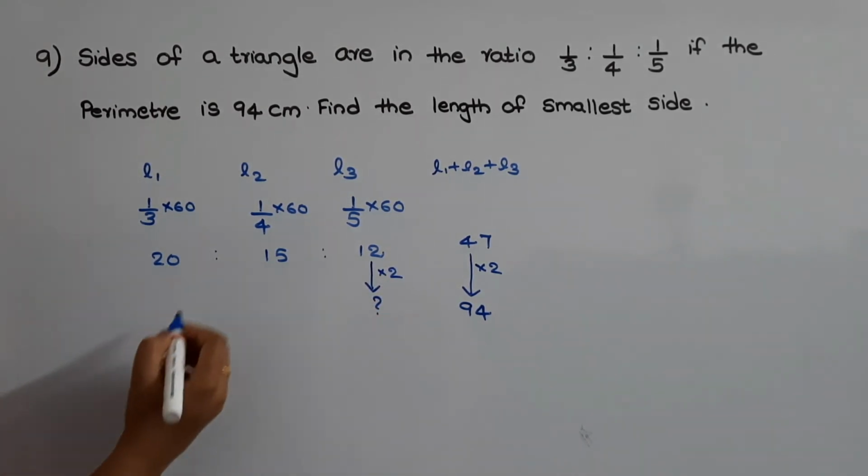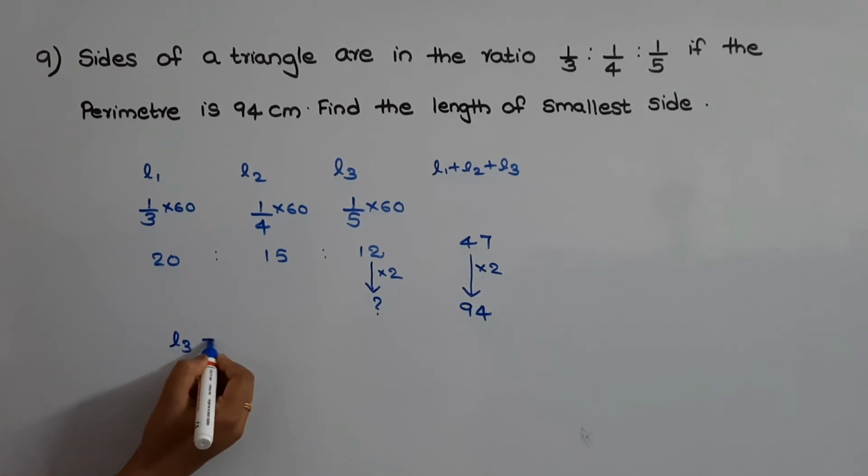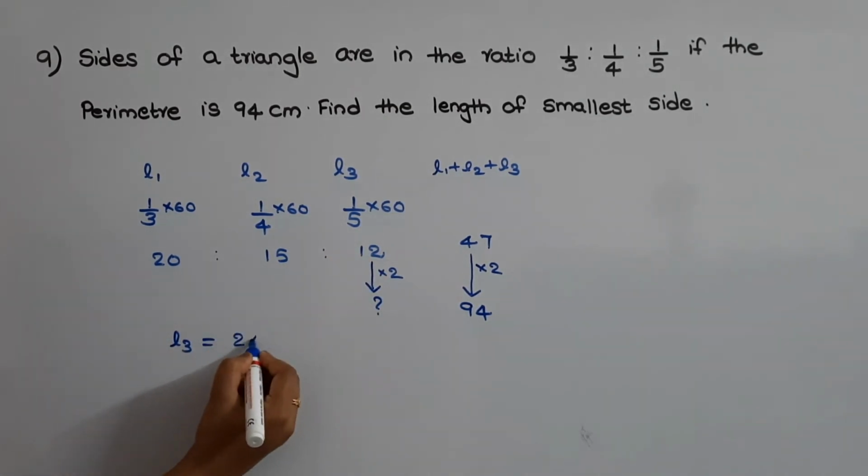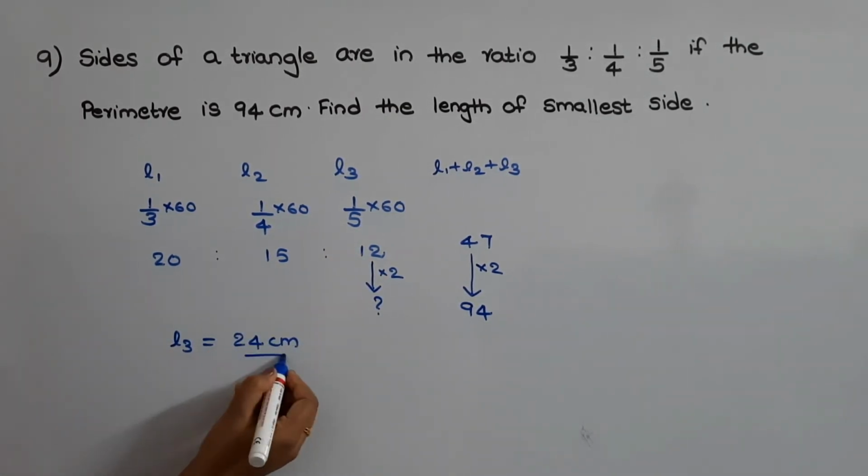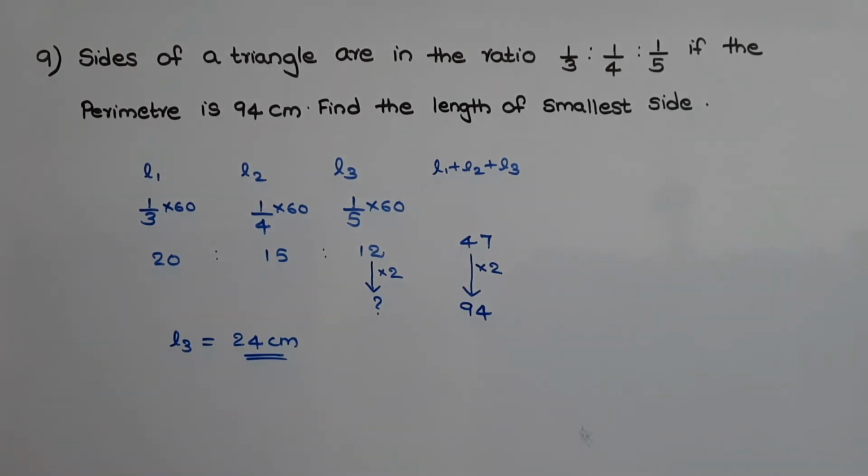Okay, so the length of the smallest side, that is L3, is equal to 12 into 2, that is 24 centimeter. So this is the answer.